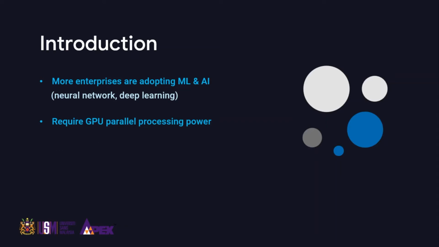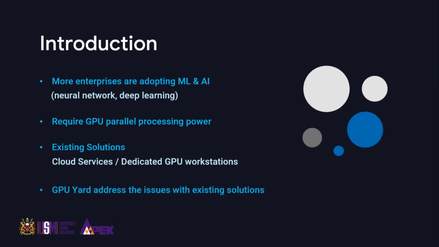Current existing solutions that provide GPU processing power include consuming services from cloud service providers like AWS and Google Cloud, and the other option is to buy your own GPU card and train on your own machine. However, there are weaknesses in both solutions, and GPU Yacht is created to address the issues with existing solutions and also as an alternative to provide GPU processing power.